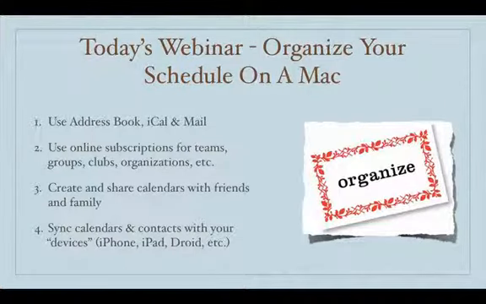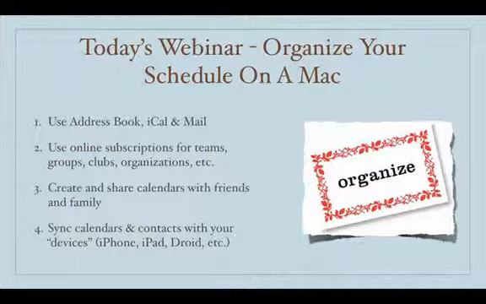That takes us right into today's webinar, which is, again, organize your schedule on a Mac. There are 4 things we're going to focus on. We could probably spend hours looking at how to organize a schedule, so in 20 minutes we're going to cover these 4 things. The first is to start using the applications that are there, Address Book, iCal, and Mail, to set up and use online subscriptions for kids' sports teams, groups you're in, clubs, organizations, etc. Most of those types of entities offer the ability for you to sign up and download subscriptions into iCal.